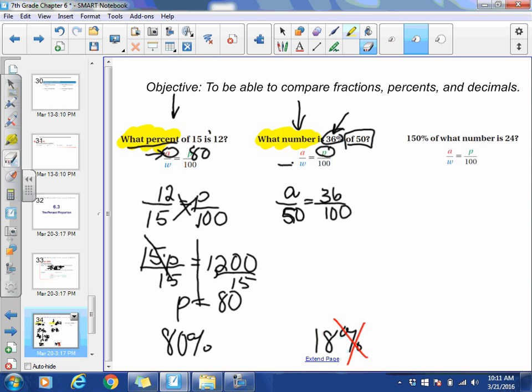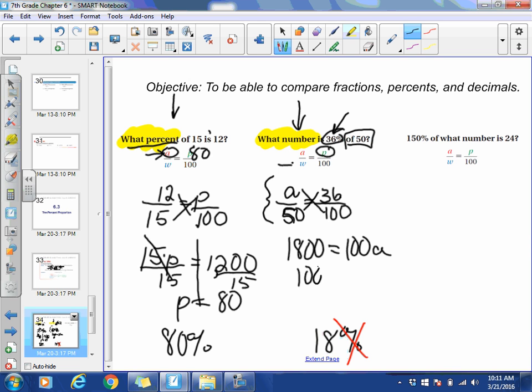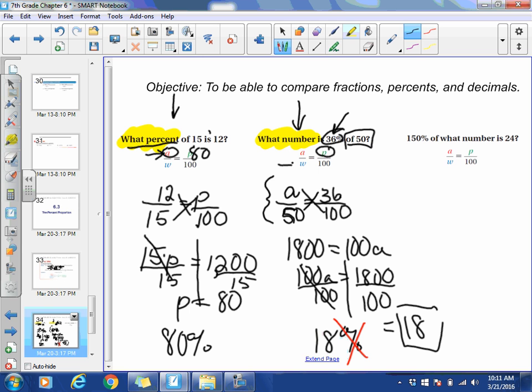However, if you don't see the shortcut, and you're more of an equation kind of person, we know that two things that are equal will have cross products that are equal. So 50 times 36, which is 1,800, has to be equal to A times 100, which is 100A. You could have switched it around. You could have written 100A equals 1,800. Doesn't matter. Either way, you are going to get the variable alone by dividing both sides by 100. 100 divided by 100 is 1A. So 1A equals 1,800 divided by 100, which is, again, same answer as if you use the shortcut, 18.